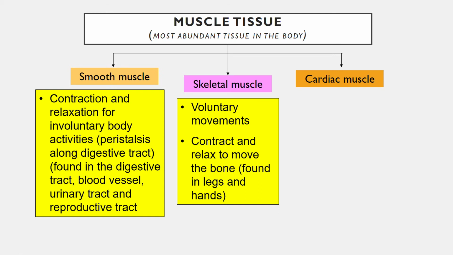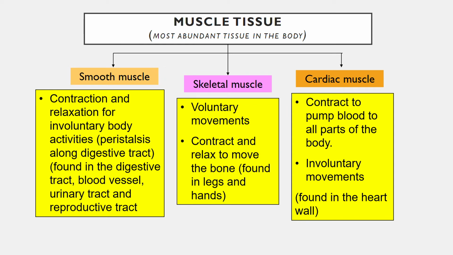Do you still remember the terms peristalsis, alternate, contraction, and relaxation of the muscles? The one in the esophagus, for example. Okay, we also have here cardiac muscles. Cardiac here refers to the heart. So it contracts to pump blood to all parts of the body. And also this type of movement is involuntary. Okay, it is found in the heart wall.